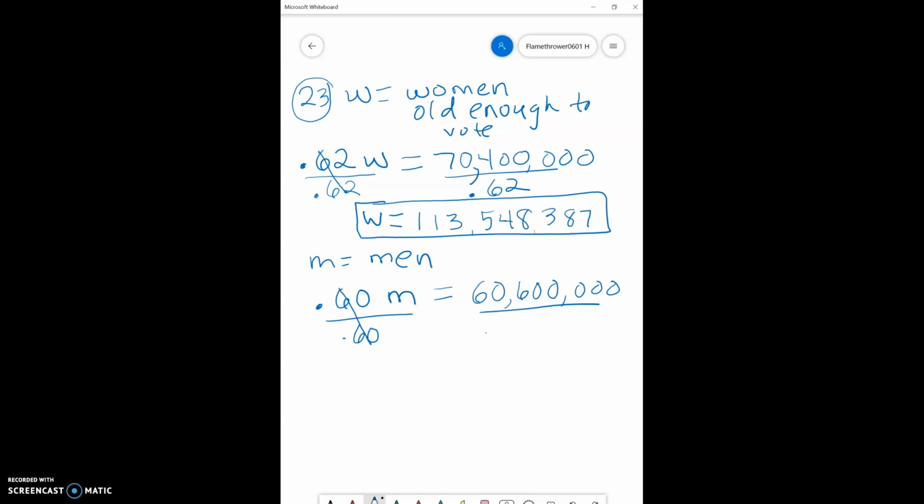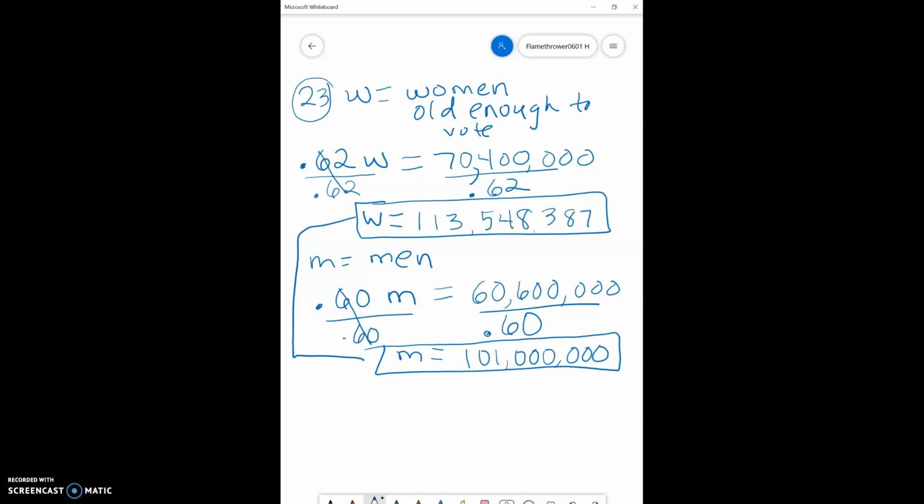So same thing, solve for M. You would divide both sides by the number in front of M. And when you divide that out, you're going to get, let me see what I got, 101 million. So we're still not done. This is the problem that never ends. How many more women than men? So how many more means we need to subtract.